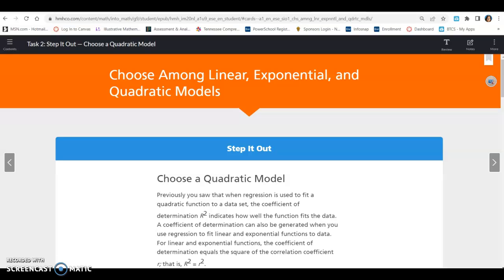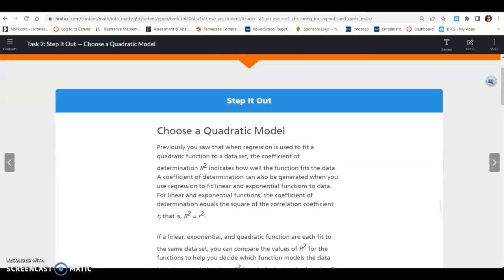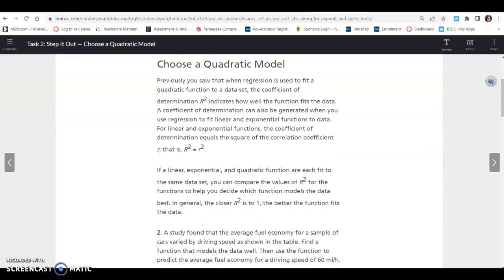Lesson 20.1, Task 2. Choose among linear, exponential, and quadratic models. Choose a quadratic model. Previously, you saw that when regression is used to fit a quadratic function to a data set, the coefficient of determination, r squared, indicates how well the function fits the data. A coefficient of determination can also be generated when you use regression to fit linear and exponential functions to data.